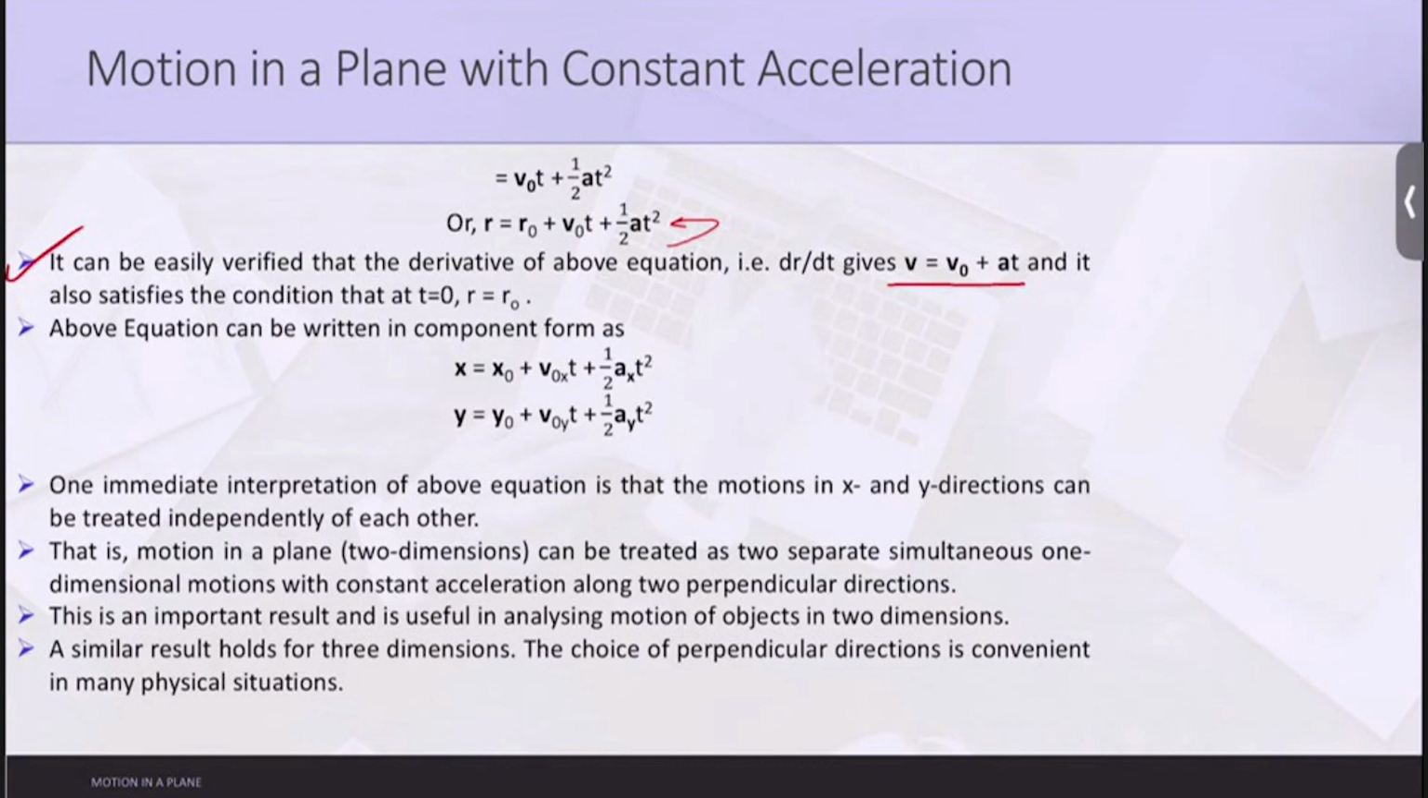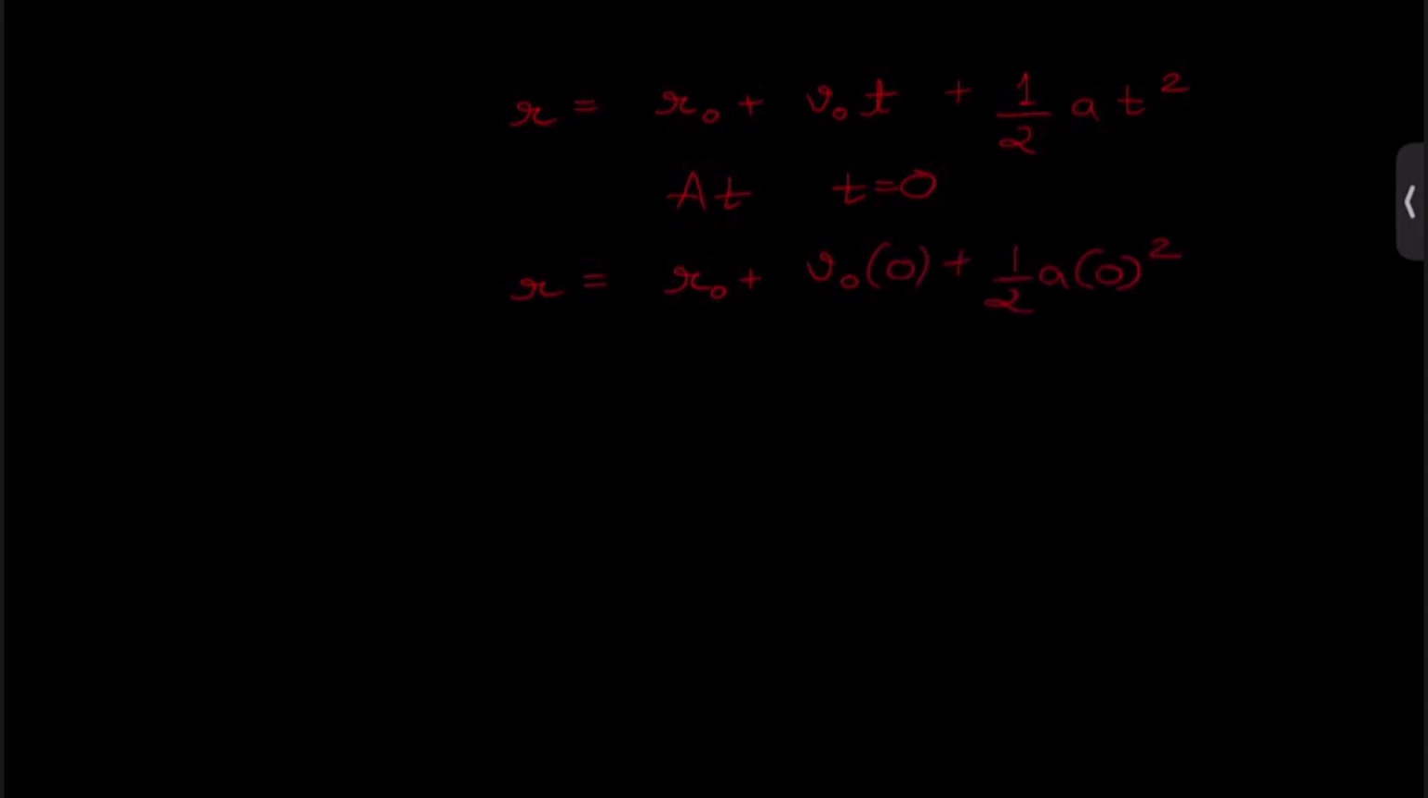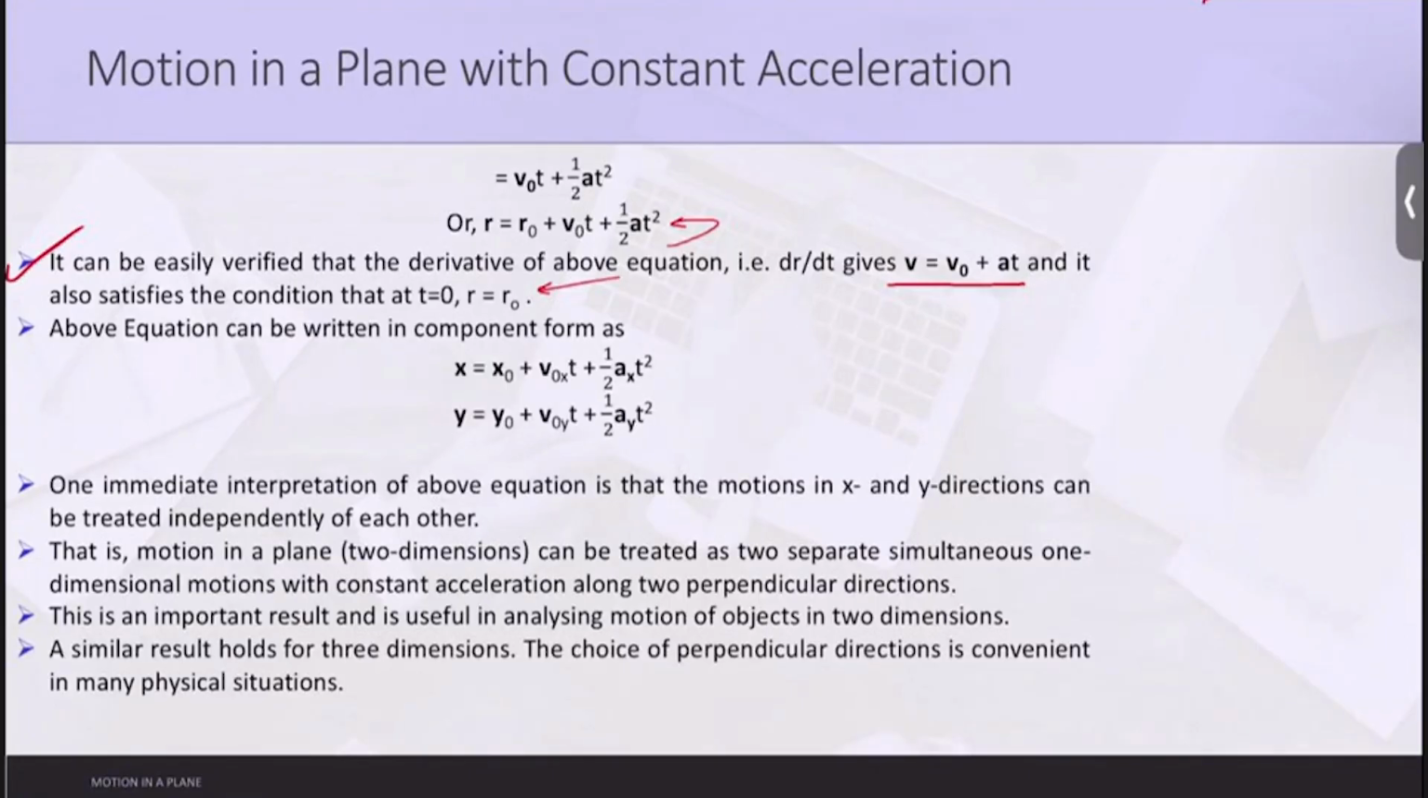It also satisfies the condition that at t equal to 0, r is equal to r naught. Let's verify that too. It is written r is equal to r naught plus v naught t plus half a t square. So what happens at t equal to 0? r is equal to r naught plus v naught into 0 plus half into a into 0. It leads us to r is equal to r naught. So we satisfied this condition also, that at t equal to 0, r is equal to r naught.